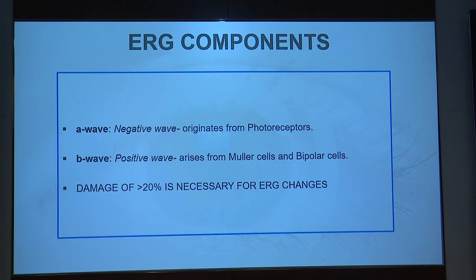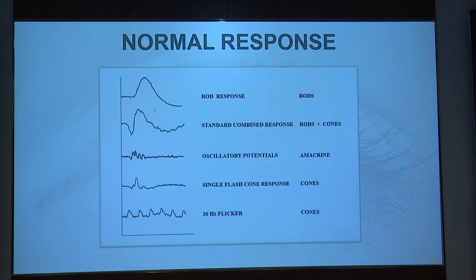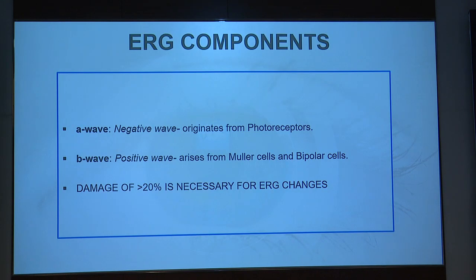So we have talked about the photoreceptors, and mind you, this is a full field ERG. So if there is any damage, you have to have at least 20% damage of the retina to give you any abnormal result. Suppose the patient has some problem in the macula, it may come out normal.